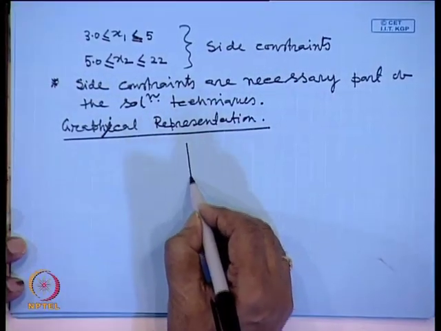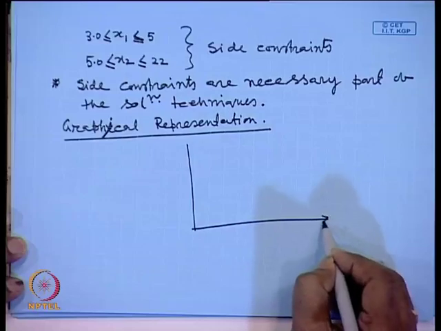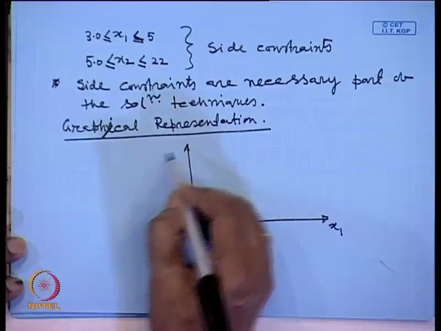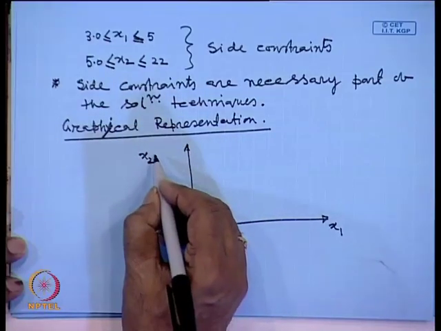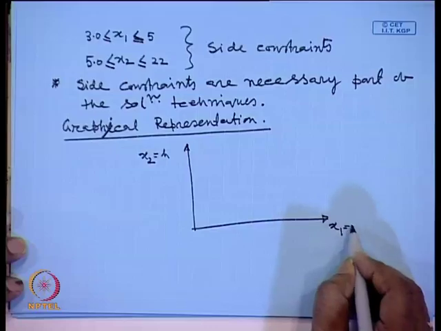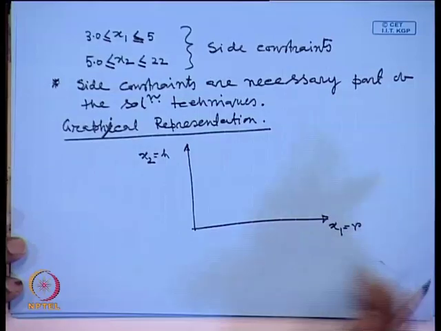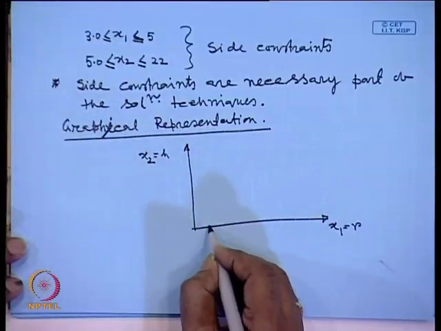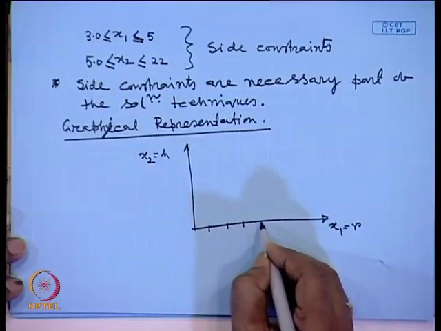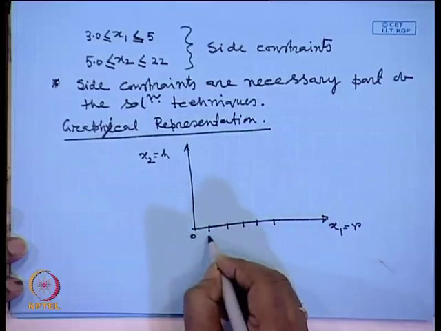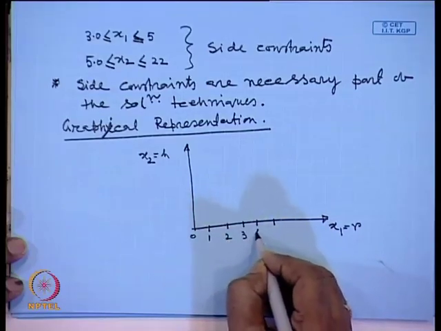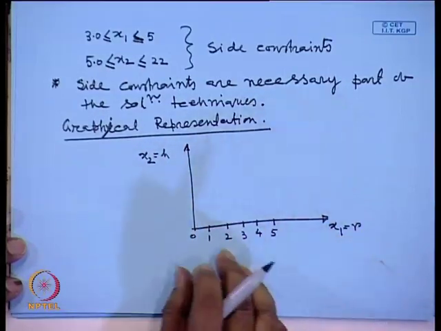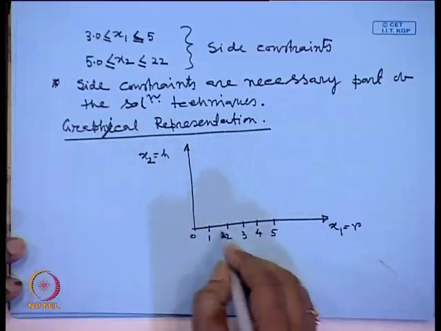So now see this one. On the x axis I have considered x1, the radius of the can, and the y axis is x2, which is the height of the can. Then based on the side constraints, I am drawing this: 0, 1, 2, 3, 4, 5. The negative side cannot be, because radius cannot be negative. So, this part is not there.